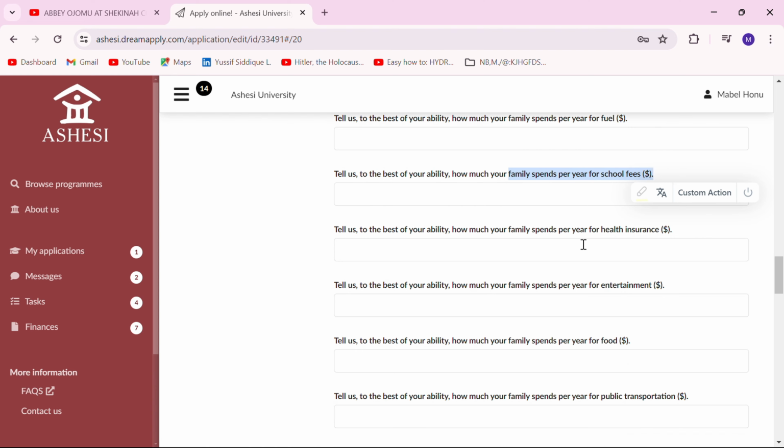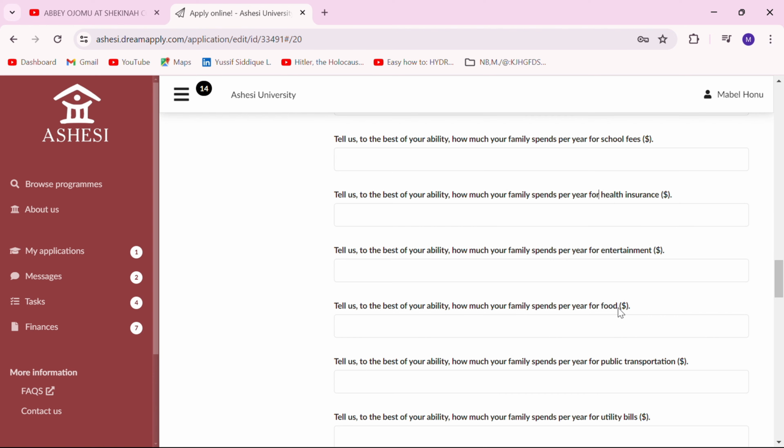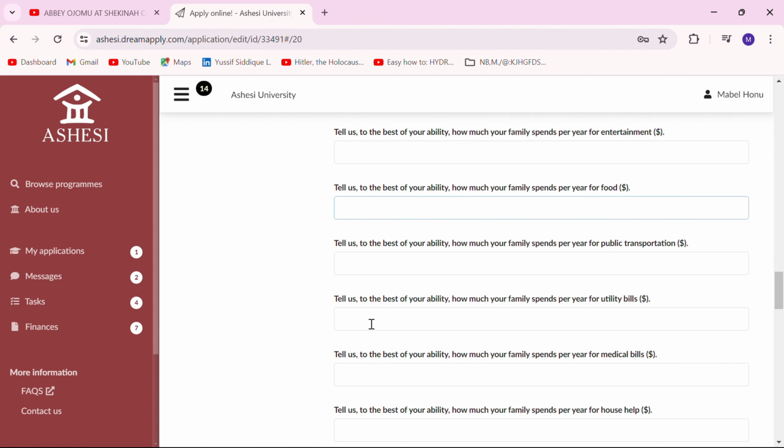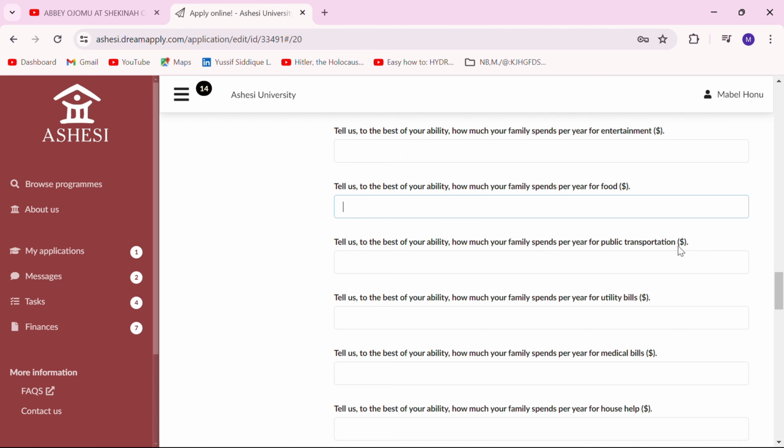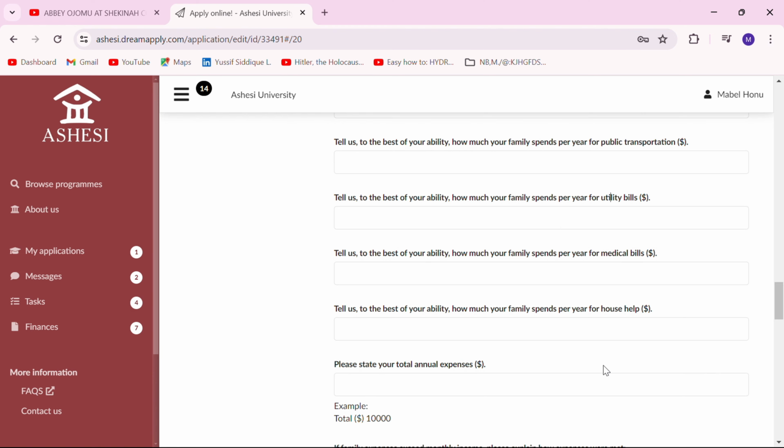You do the same thing for health insurance, yes, and then for entertainment, the amount your family spends on food per year. So if you know averagely the amount that your family spends a day on food, you just multiply it by 30 to get a monthly one, and then you can multiply by 12 to get a yearly one, and then the total you have converted from your currency and then you put the figure here. We do the same thing for public transport. That's water, electricity, any form of utility that your family spends on. And then for your medical bills as well.